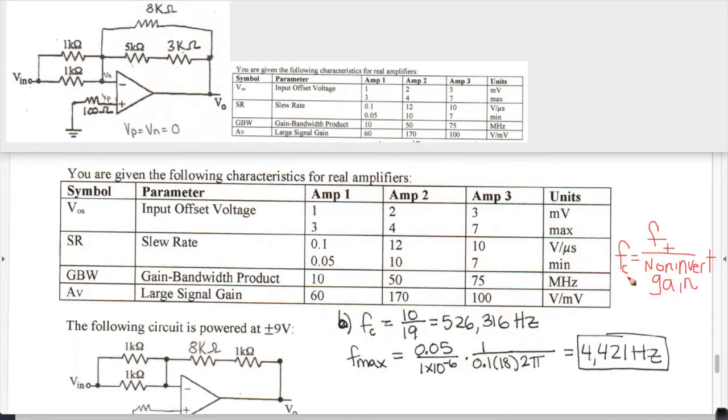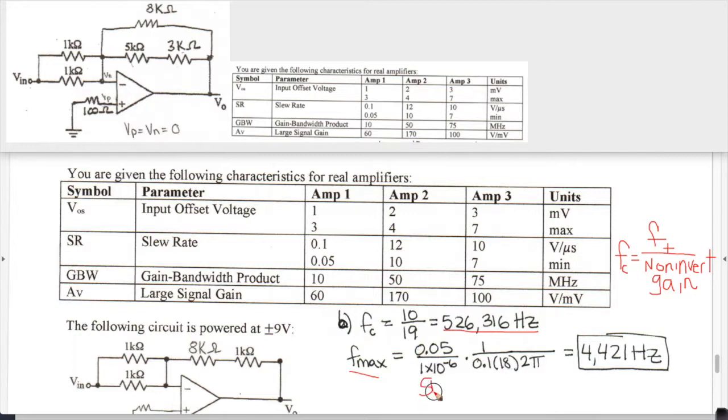So the fmax due to the unity gain frequency fT is fc equal to fT over the non-inverting gain. In this case, the ideal gain was 18, but we want the non-ideal gain, which is 1 plus 18, for a value of 19. That gives us this frequency, 526,316 hertz.